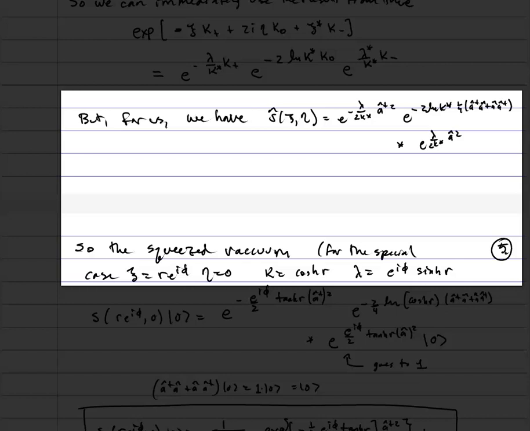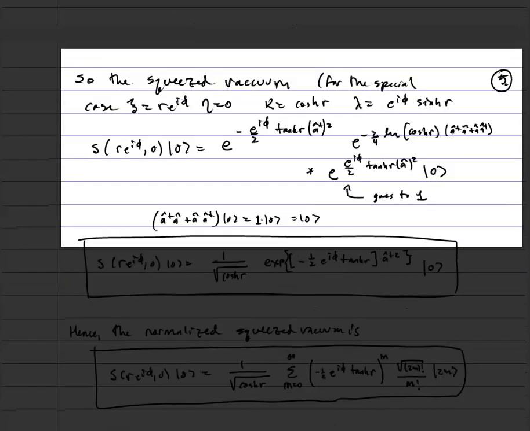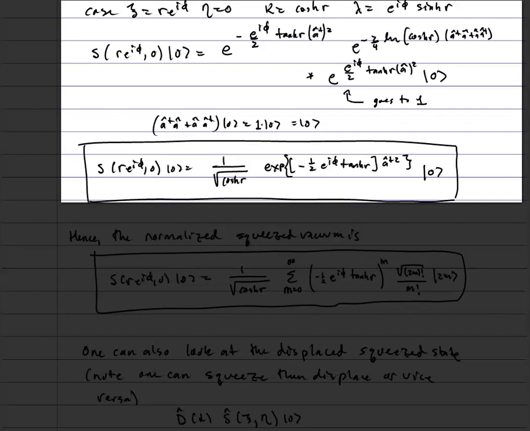We're going to actually work it out in the special case where eta is equal to 0. In that case, c is equal to r e to the i phi, kappa is equal to cosh r, and lambda is equal to e to the i phi sinh r. And when all the dust settles, using all of that work that I have shown you, what you find is that this squeezing operator acting on the ground state goes like 1 over the square root of cosh r, that comes from the middle term, times the exponential of minus 1/2 e to the i phi tanh r times a dagger squared, that whole thing acting on the vacuum state.